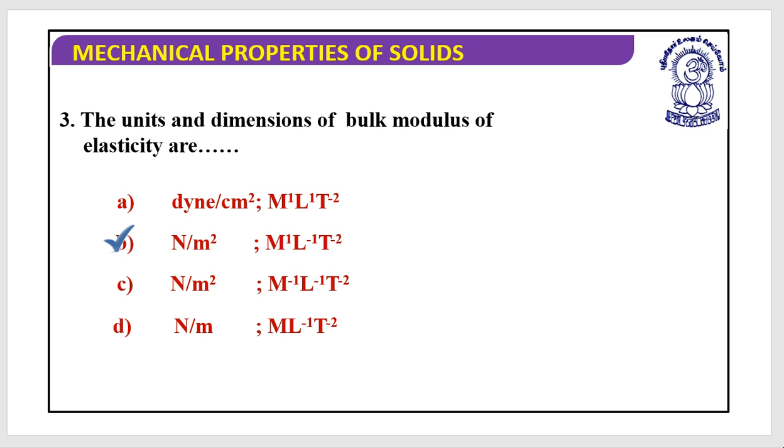Great. Next, the units and dimensions of the bulk modulus of elasticity. Yes, it's Newton per meter square, and its dimension is M1 L minus 1 T minus 2. I hope this is clear. Do you have any doubts up till now? No? Then ready for the questions? Let's have a look.